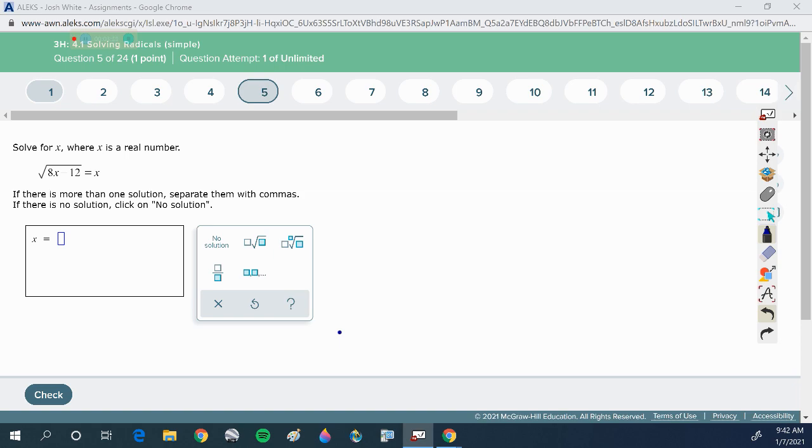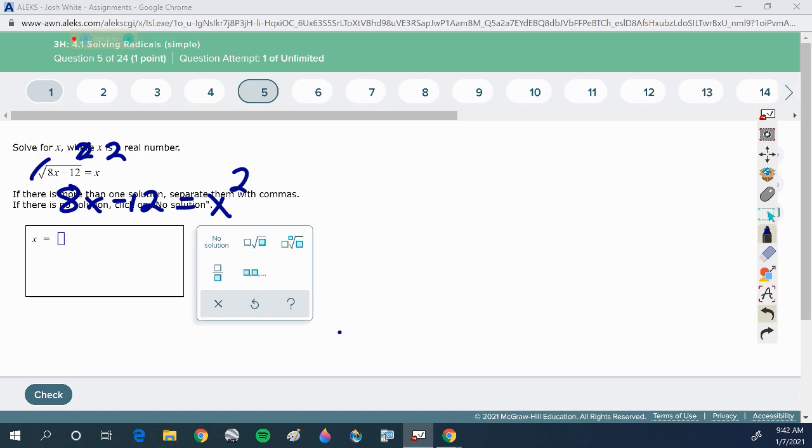So I'm going to use the same system. I'm going to square both sides, and the square root and the squared cancel. And I get 8x minus 12 equals x squared. Now, I see an x squared, so I should think quadratic, which means I need to factor. How do I set up an equation for factoring? What do I need to do? Right, everything on one side.